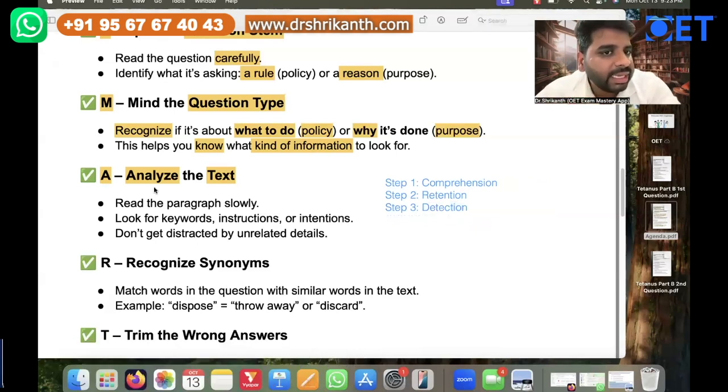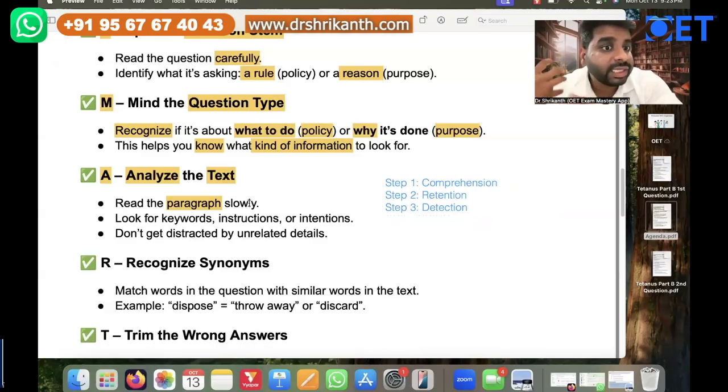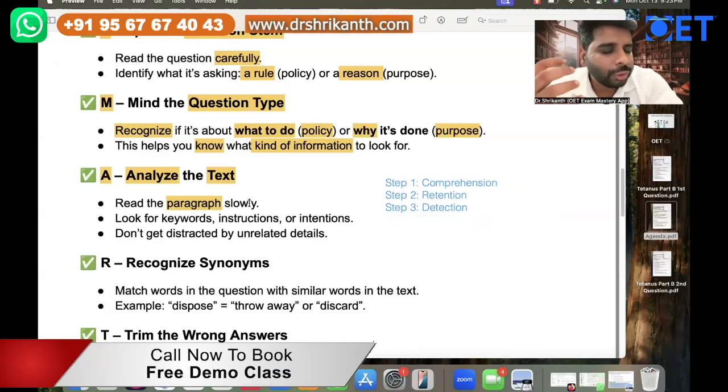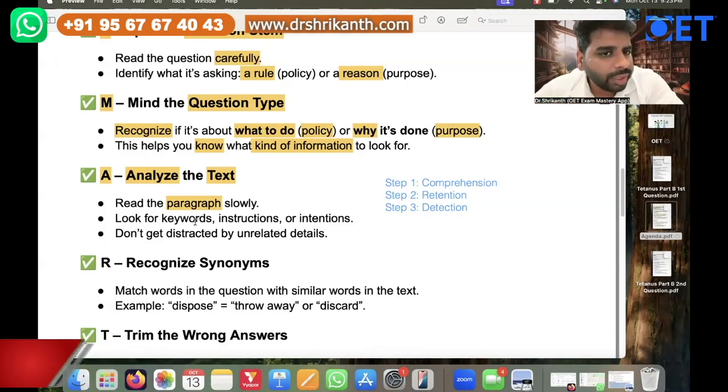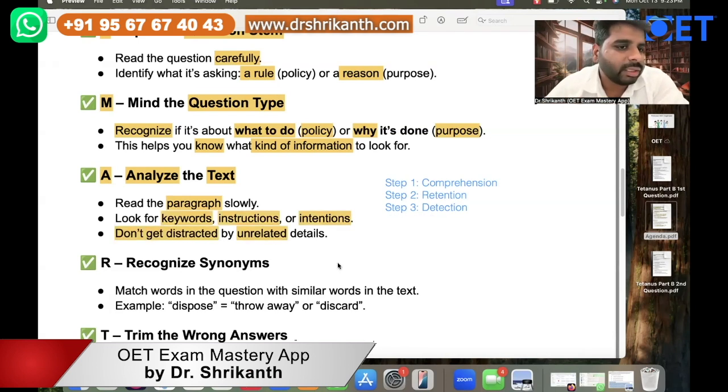Step A is analyzing the text. So now read the paragraph. Again, quality reading, right? It is not about quantity here. It is about quality. So take your time, put a little bit more effort, because they'll be using synonyms. You need to understand they are using synonyms. But if your student is not reading properly, they will not be able to identify synonyms. So look for keywords, look for instructions, intentions and all, and do not get distracted by useless information. There will be a lot of useless information, so don't get stuck over there.